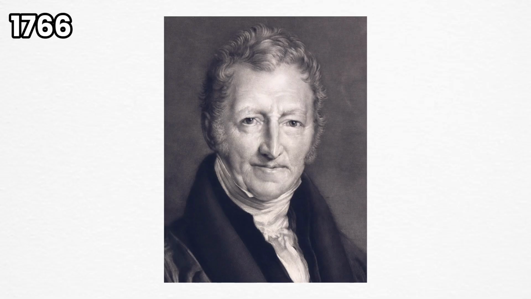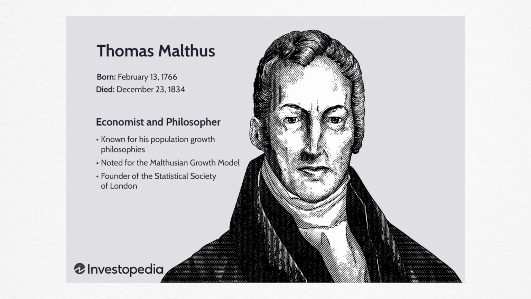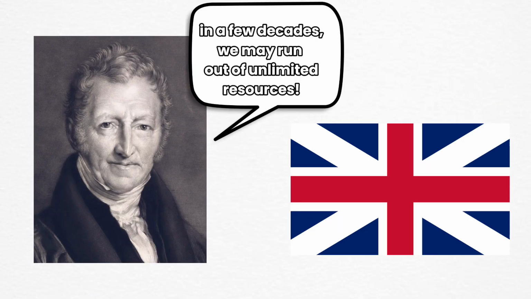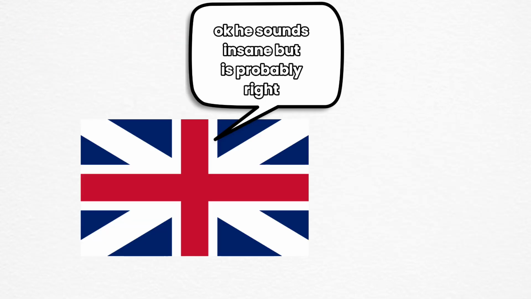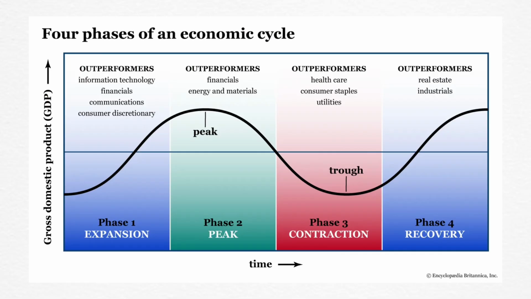Thomas Malthus. Thomas Malthus was an English economist born in 1766 who is best known for his theory on population growth. He argued that populations grow faster than food supply, which could lead to famine and poverty if not controlled. His ideas were controversial but influential, especially in shaping debates about population, resources, and economic limits. Malthus also contributed to early discussions on economic cycles and demand.